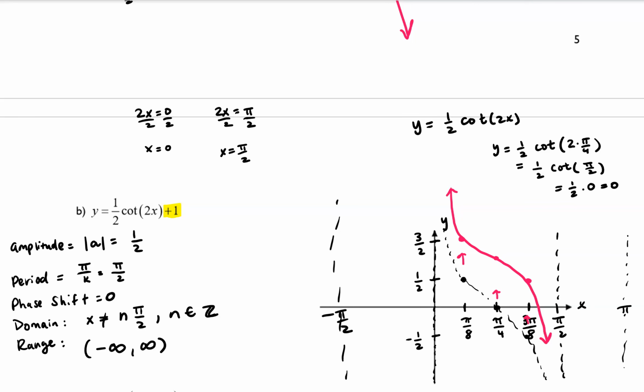And that concludes graphing one period of this. If we wanted, we could do a rough sketch of maybe 2 more periods, but it looks something like that.